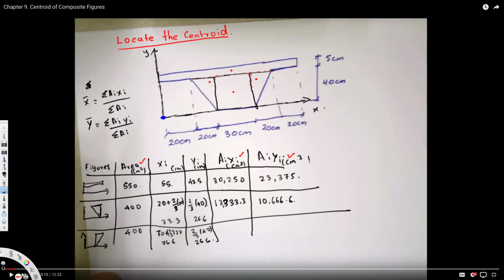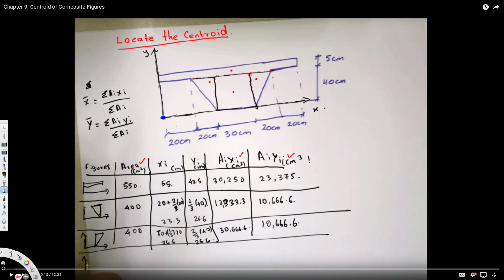And if you multiply AiXi, that will give us the value of 30,666.6. And the other one is going to be the same thing, because we are multiplying 400 times 26.6. It's going to be exactly the same as before, 10,666.6. Then let's move to the middle rectangle.